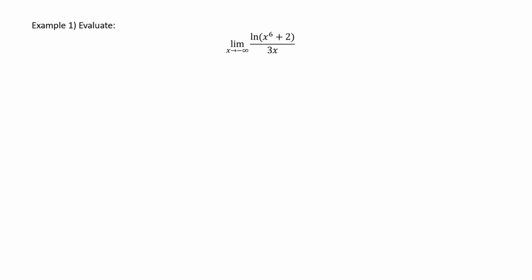Begin with example 1. Evaluate the limit as x approaches negative infinity of, in the numerator, the natural log of the quantity x to the 6th plus 2, divided by, in the denominator, 3x. Let's compute the limit. If we let x approach negative infinity, the natural log term will approach positive infinity, and in the denominator, 3 times x as x approaches negative infinity will approach negative infinity. This is an indeterminate form, so we write indeterminate, that allows us to use L'Hopital's rule.